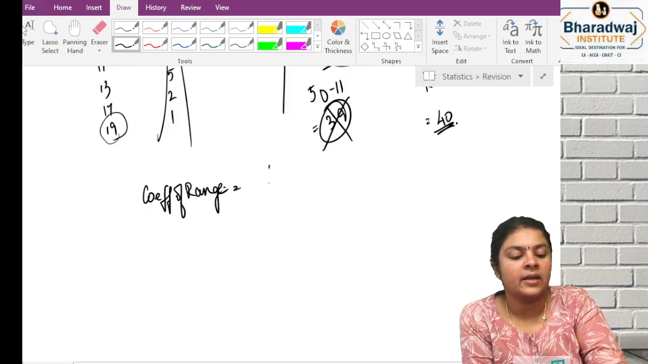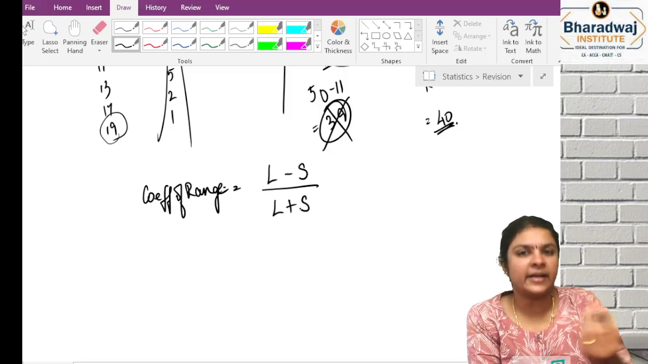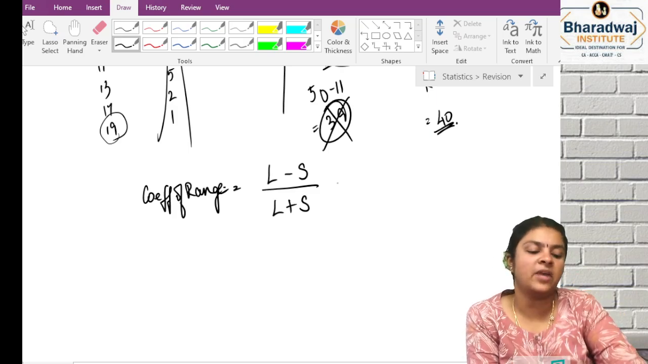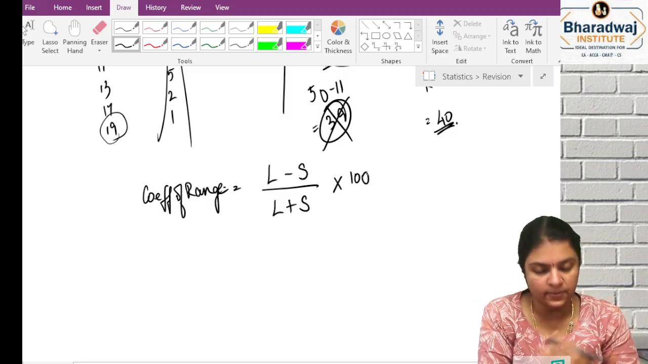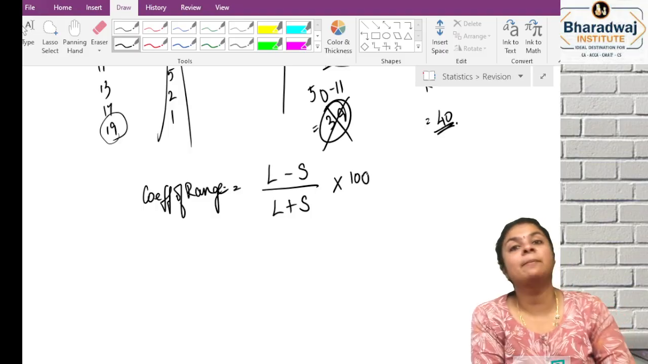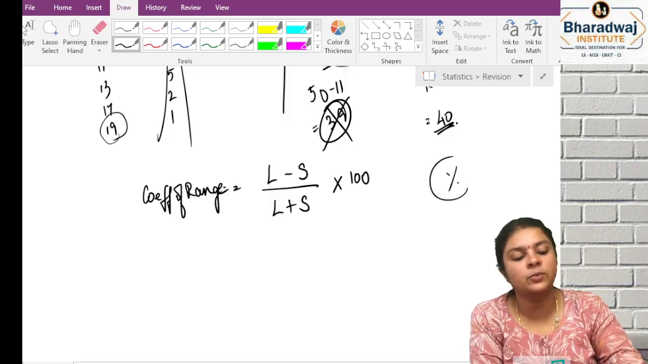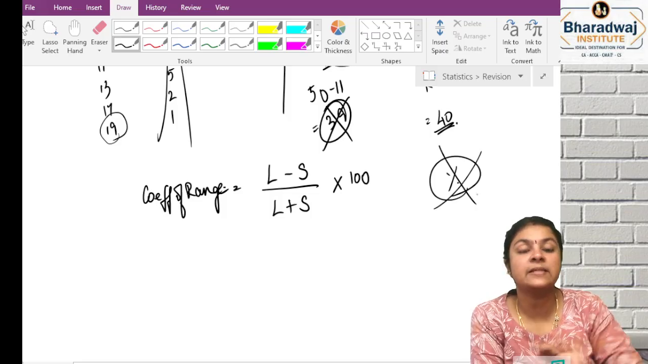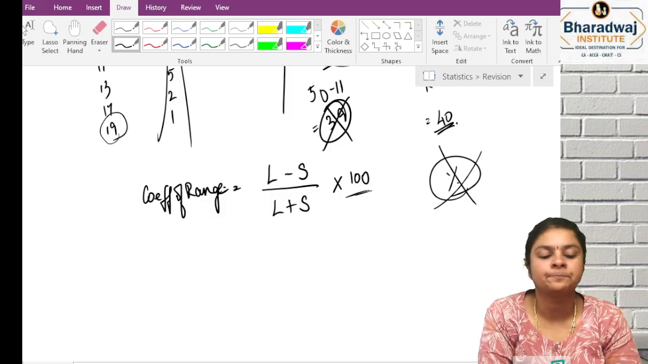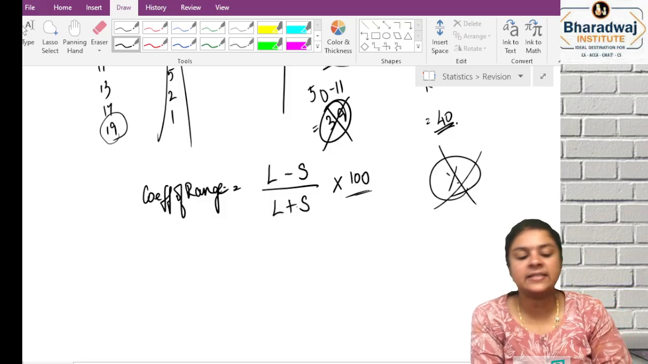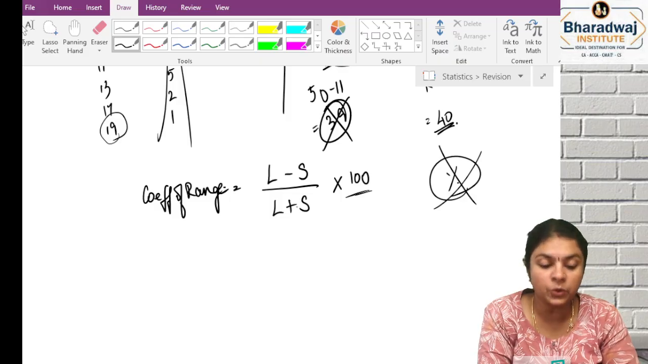is L minus S divided by L plus S. Now, you will get the answer in a decimal. So, to avoid decimals, we always represent coefficients of dispersion, or in other words, relative measures of dispersion in multiples of 100. So, technically, it is taken as a percentage. But you will see in most of your questions, this percentage symbol will not be there. But always remember, formula into 100 we will consider. It is L minus S by L plus S into 100.